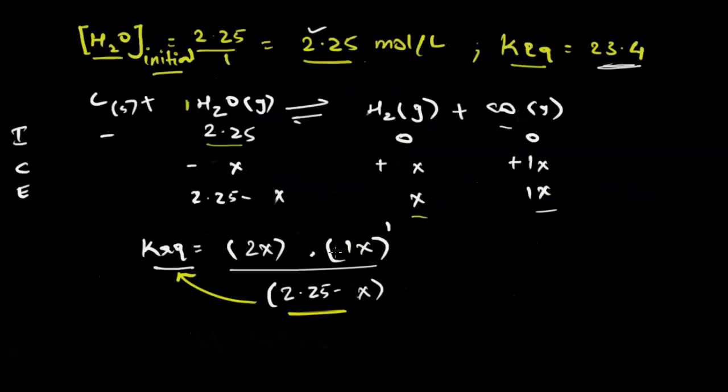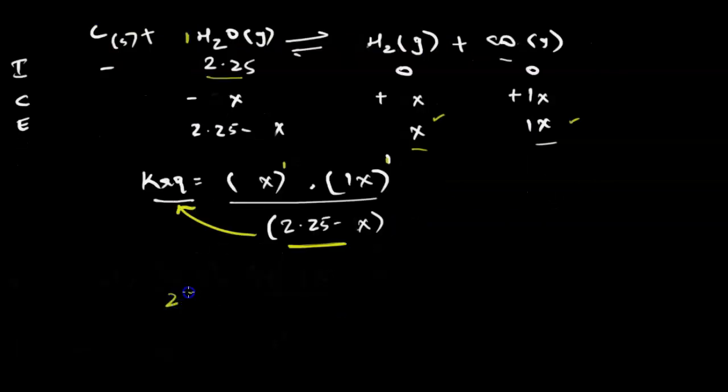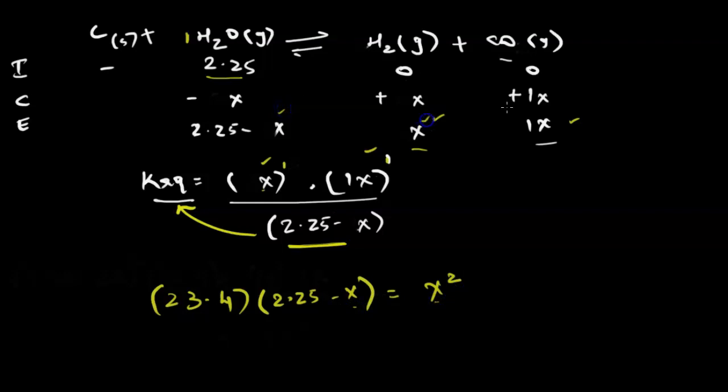The K equilibrium value is now going to be x to the power of 1 times x to the power of 1 divided by 2.25 minus x. We know K equilibrium is 23.4. We would multiply this 23.4 value with this because we can bring this up there. So we would get 2.25 minus x equal to, we can multiply these two, x times x is x squared. Now our goal is to find the value of x. Once we know the value of x, we can plug it in here and use that to find our equilibrium concentrations of each of these gaseous entities.